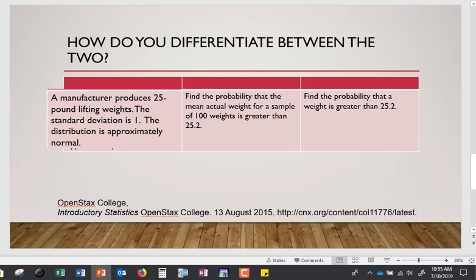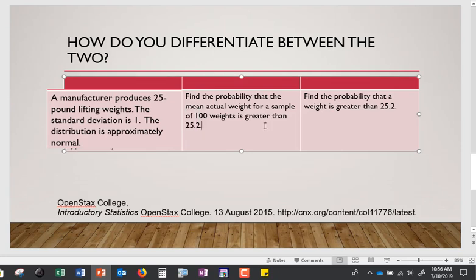A manufacturer produces 25-pound lifting weights, 26 pounds. The distribution is approximately normal. Here we have two different problems. Both of them ask similar things. They're both asking you to calculate probability, but you have to be able to read the problems and identify, is this a regular normal distribution problem? Because they said that the population is approximately normal. Or is this a sampling distribution problem?